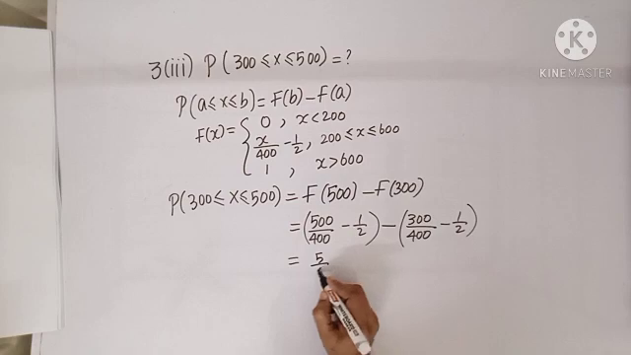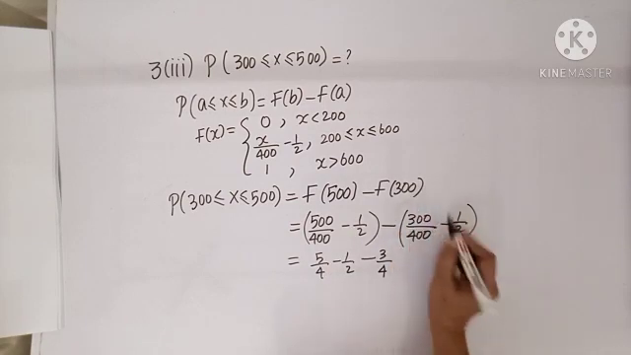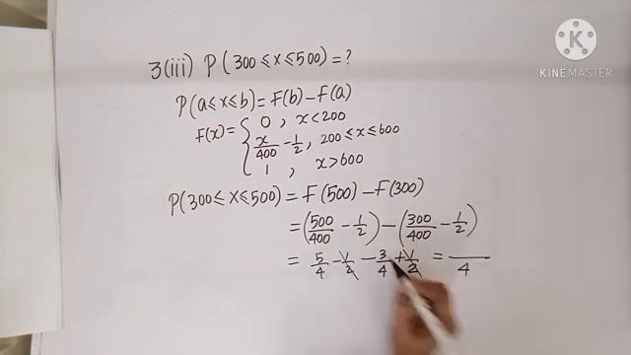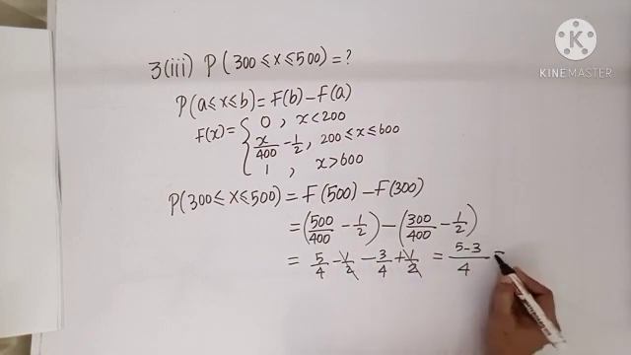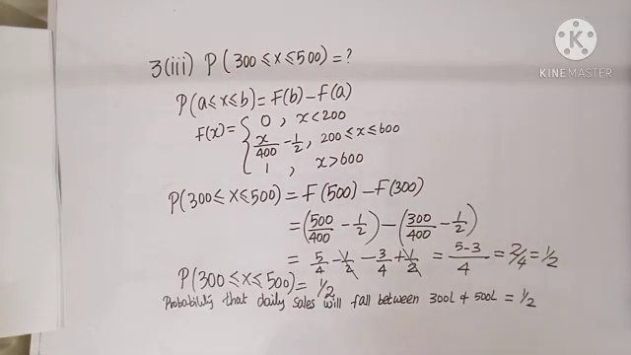It is 5 by 4 minus 1 by 2 minus 3 by 4 minus into minus plus 1 by 2. 1 by 2 cancels. 4 is the LCM. 5 minus 3 and we get 2 by 4, that is 1 by 2. As the question is in statement form, let us write the answer also as a statement. The probability that the daily sales will fall between 300 liters and 500 liters is 1 by 2.